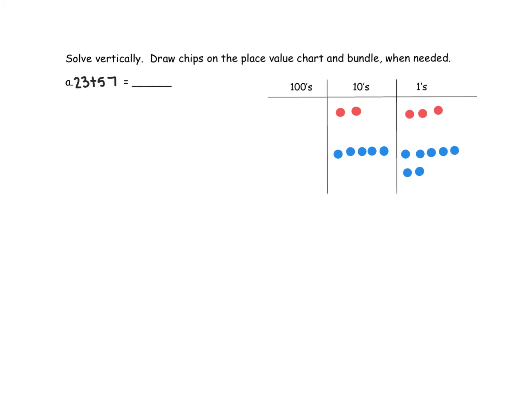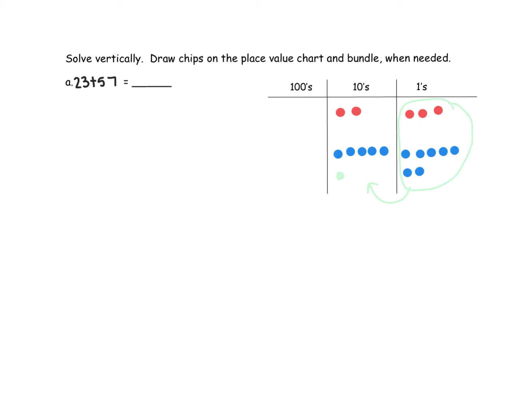Let's count how many ones we have. We have 1, 2, 3, 4, 5, 6, 7, 8, 9, 10. We know that we can't write 10 in our ones place. So let's bundle our ones together. And we have 10 of them, which means that they're going to shift into our tens place. And we're going to put one circle there. It's the same as if we had 10 single units, and that becomes one long.